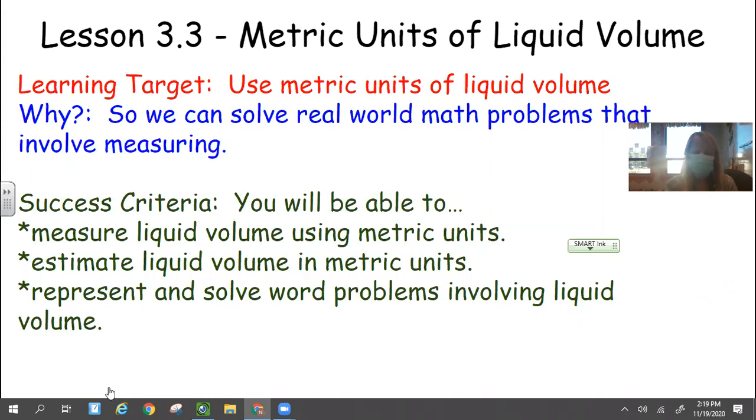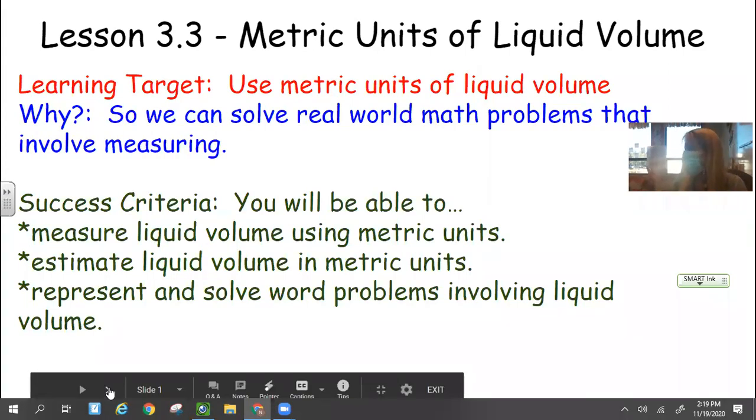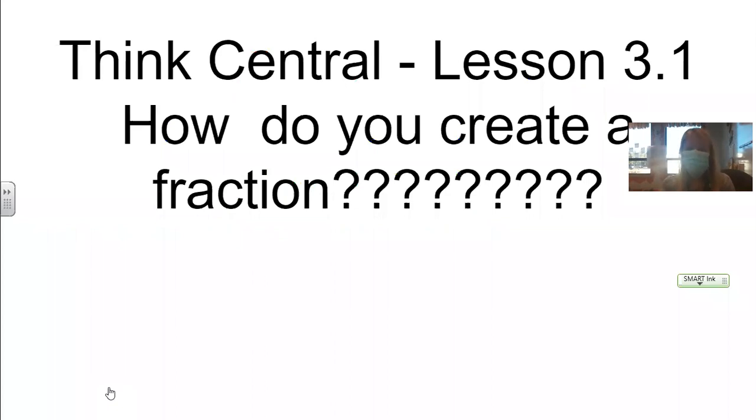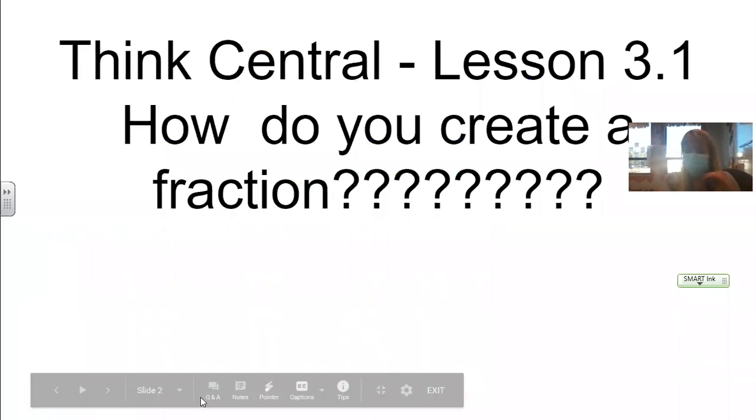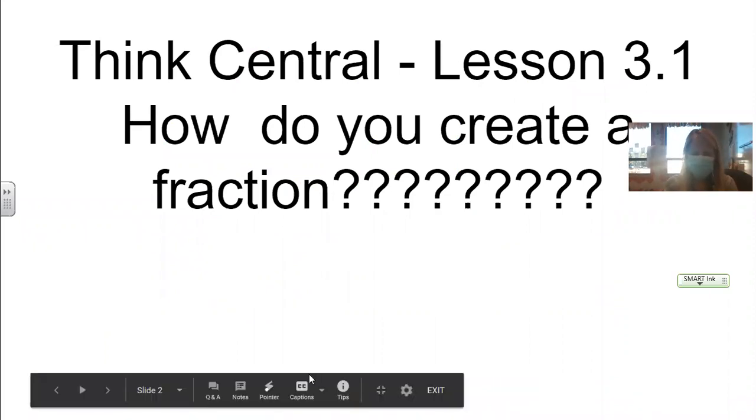Okay, so first thing I wanted to do, I noticed some of you were on lesson 3.1. Did any of you struggle with creating a fraction? Raise your hand if that was something that was a little difficult. Okay, so that happened in my room. And so let me quickly show you how you create a fraction when you're on ThinkCentral?